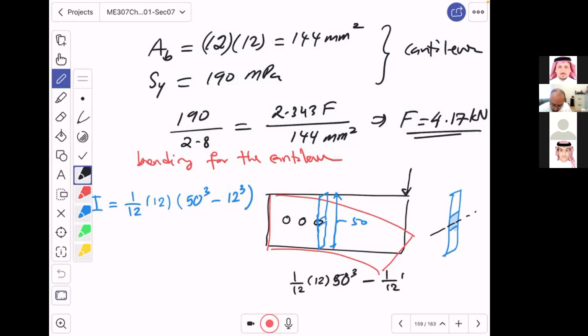1 over 12, multiplied by 12, multiplied by the height of the bolt, which is 12 cube. Do you see that? That's how we subtract it. So don't go and put cube here. No, this is wrong.